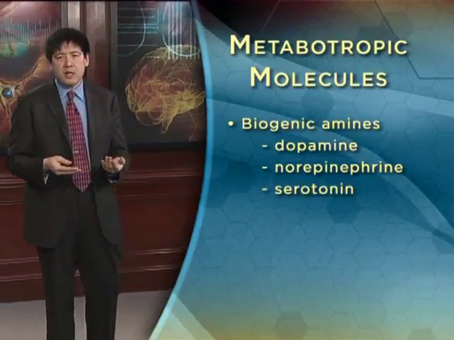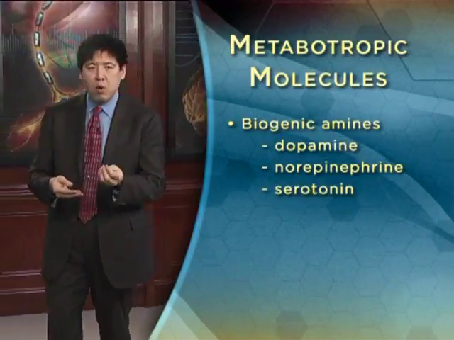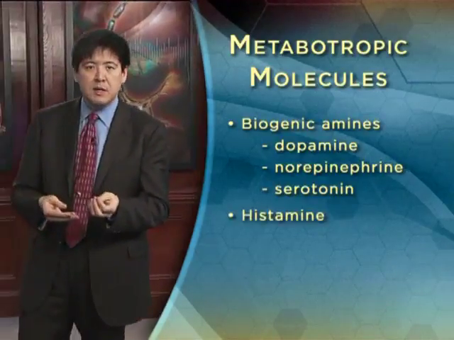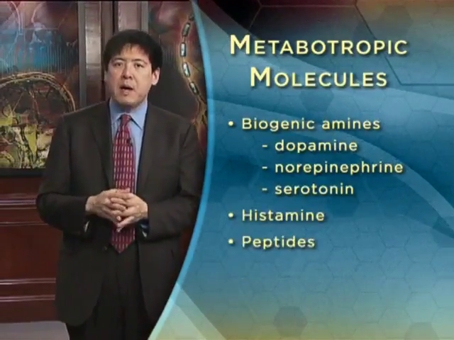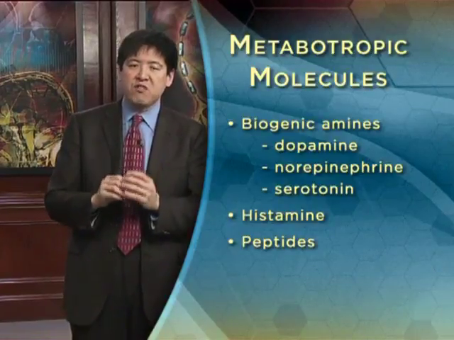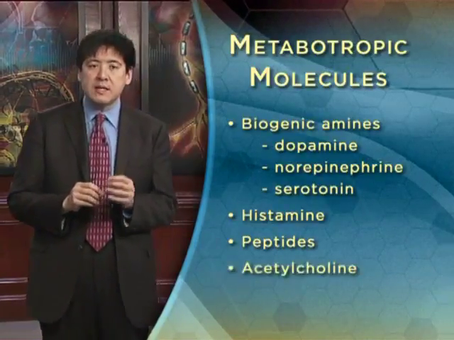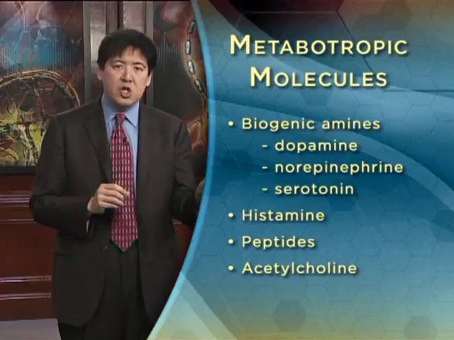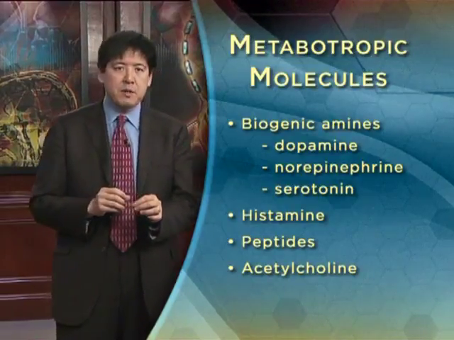Other small molecules that mostly work through metabotropic receptors are histamine, peptides, which, as I said before, are small chains of amino acids. And it turns out that acetylcholine works on both ion channels and on metabotropic receptors.